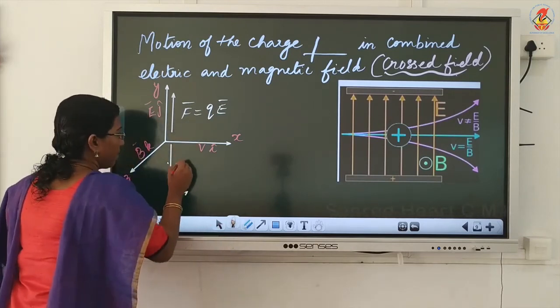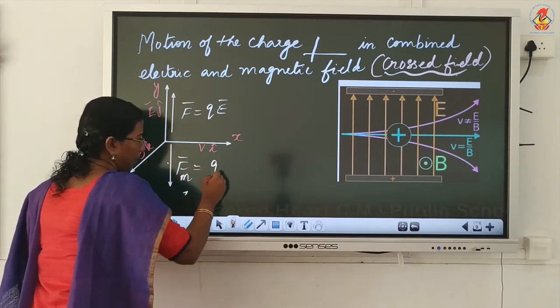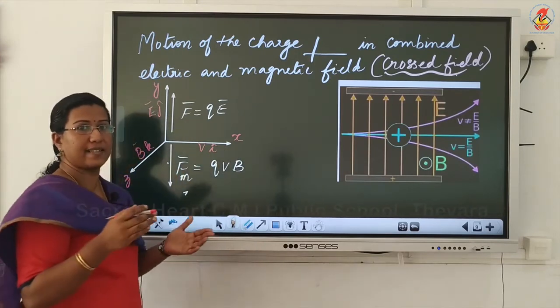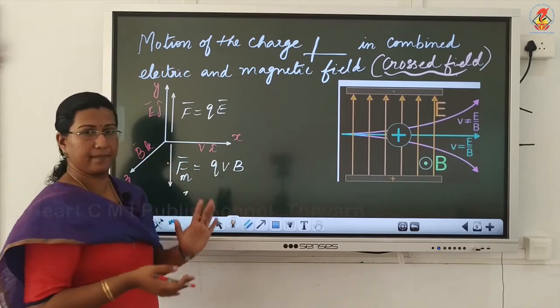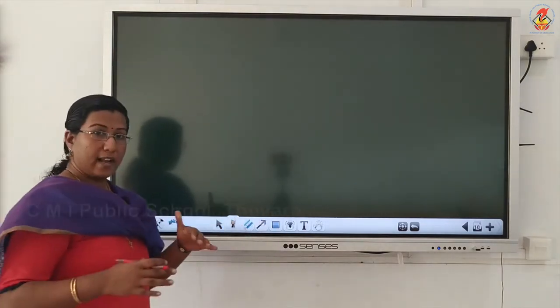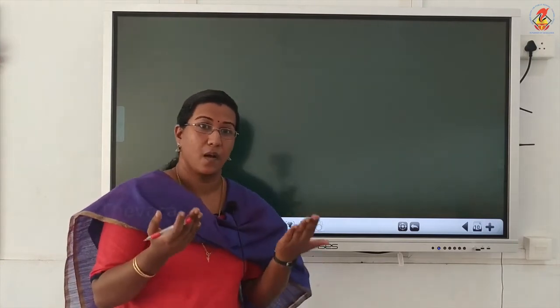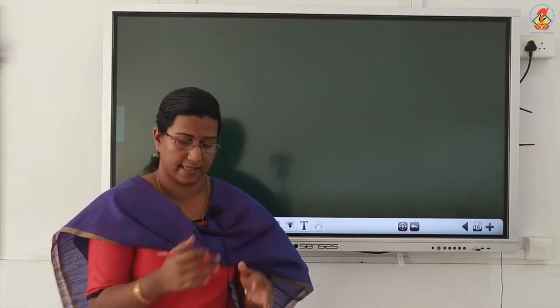The magnitude F is equal to Q V B sin 90. So, sin 90 is 1. So, F is equal to Q V B. So, the electric field will be applying a force along the positive y axis, whereas the magnetic field will be applying a force along the negative y axis.